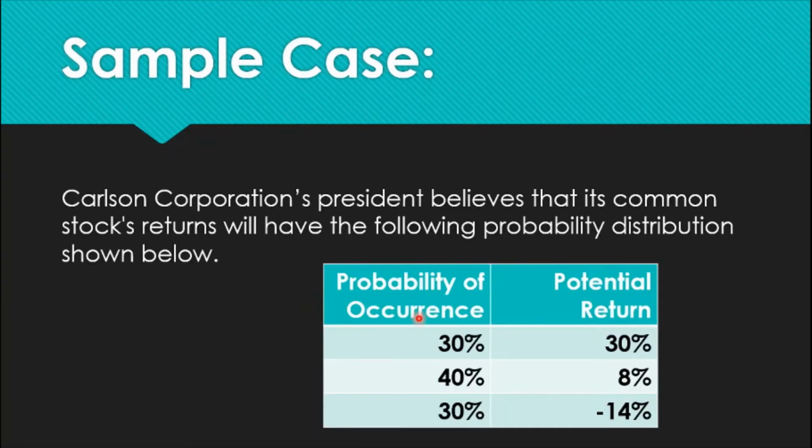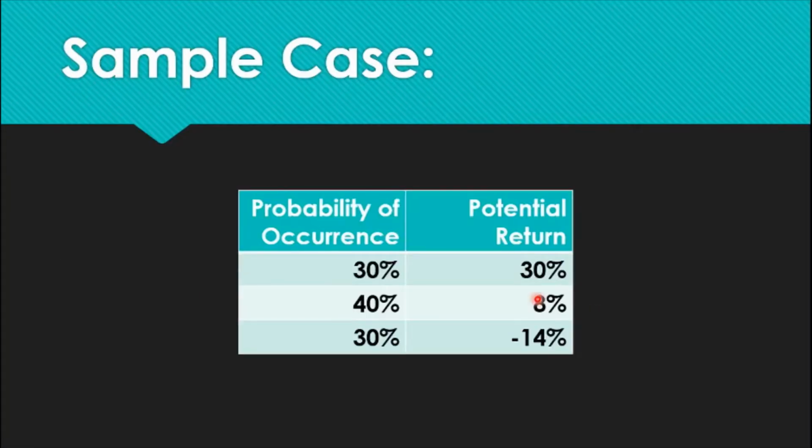To illustrate, let's go to this sample case. Carlson Corporation's president believes that its common stock's returns will have the following probability distribution shown below. We have the following probability of occurrence and potential return. The probability that the potential return would be 30% is 30%. The probability that it will be only 8% is 40%. And in the worst case scenario, returns would be negative 14%. There's a 30% probability of occurrence.